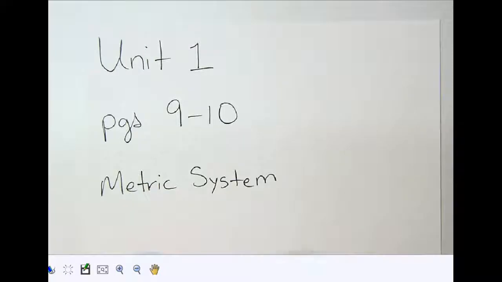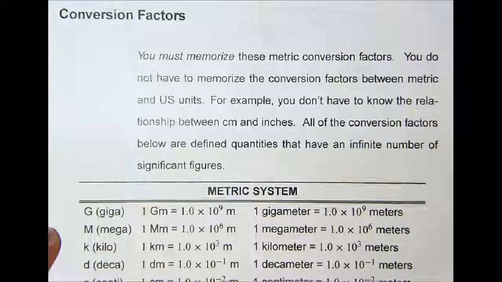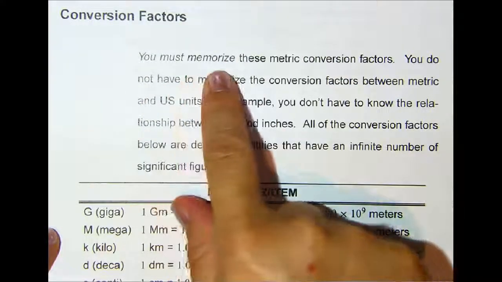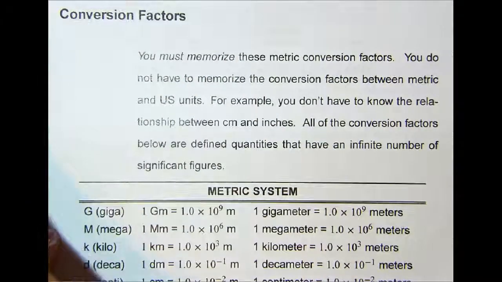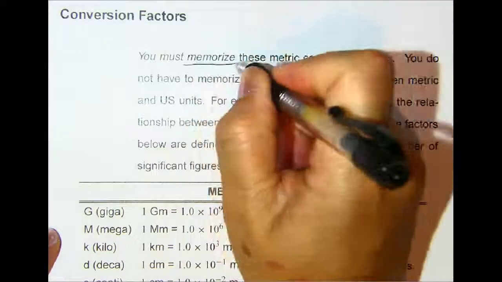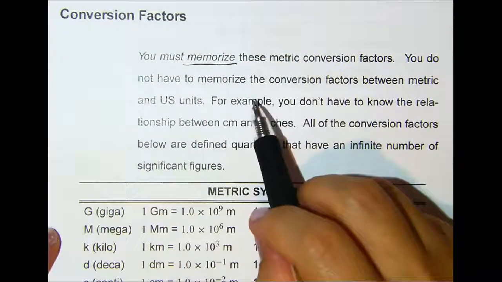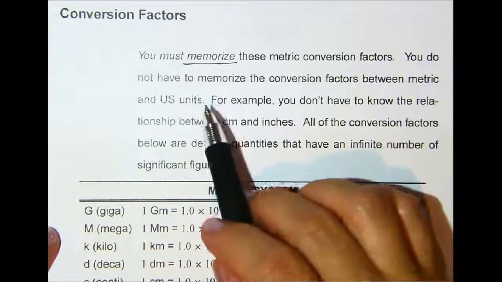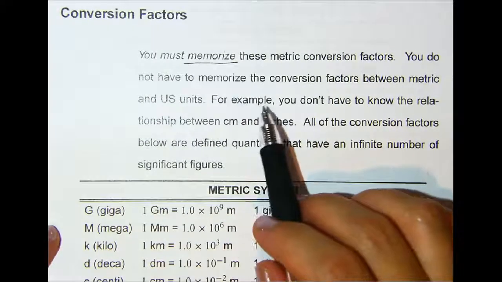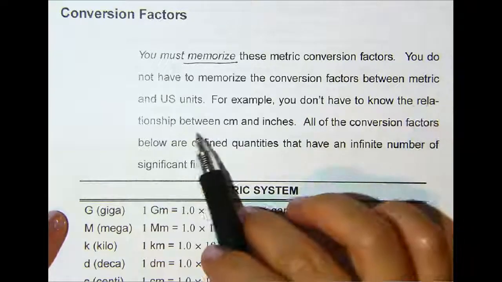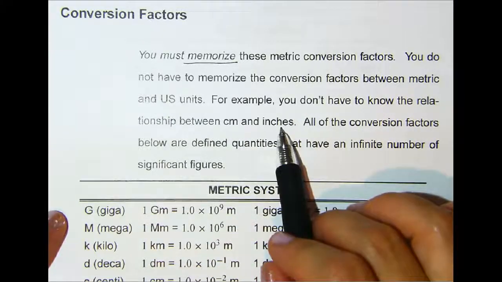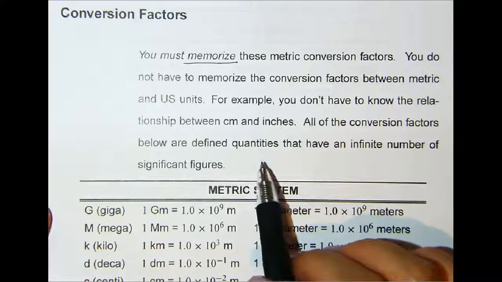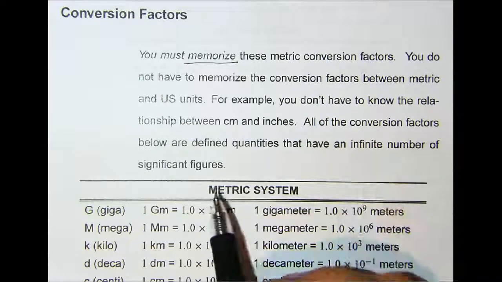Unit 1, pages 9 to 10, and this is about the metric system. So conversion factors, you must memorize these metric conversion factors, specifically what's in this chart. You do not have to memorize the conversion factors between metric and US units. Those would be provided for you. For example, you don't have to know the relationship between centimeter and inches. All the conversion factors below are defined quantities that have an infinite number of significant figures.